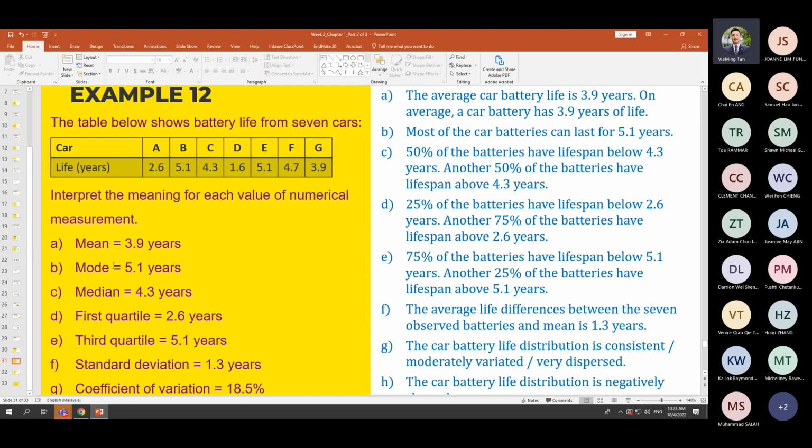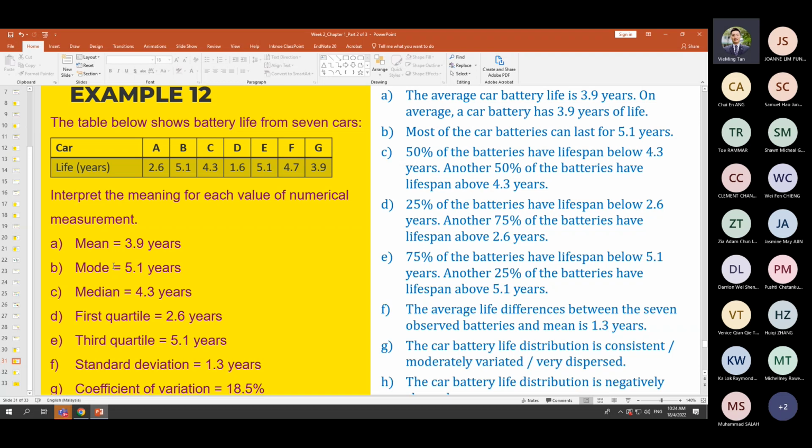You can say that the average car battery life is 3.9 years. Or you can use another sentence. You can say, on average, a car battery has 3.9 years of life. Or, on average, a car battery can last for 3.9 years. You can use any sentence you feel comfortable with, but the keyword is average.